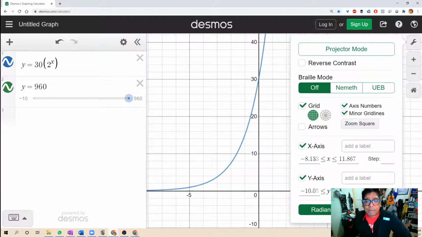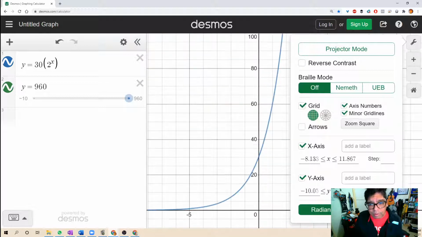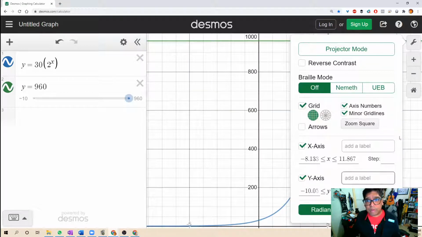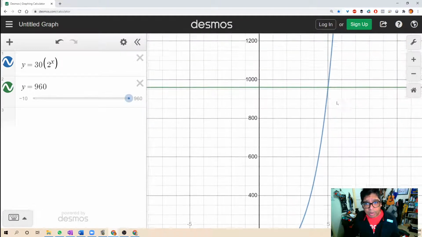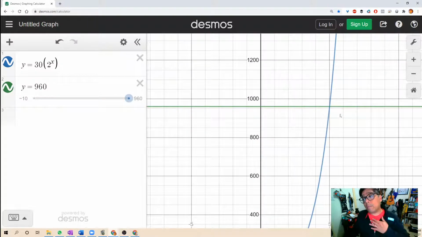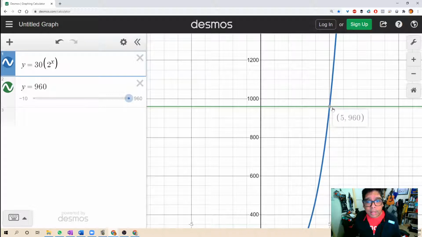So I'm going to go to Graph Settings, go to the Y-axis, and change this number to something bigger than 960, maybe 1,000. All right, so now that I'm at 1,000, I can see my green line, where my green line and blue line intersect. And that's right over here at x equals 5.